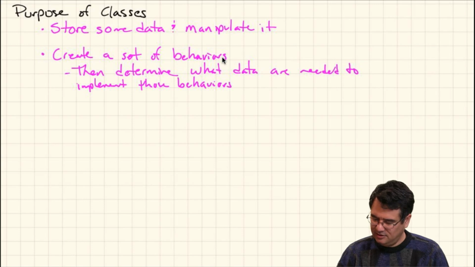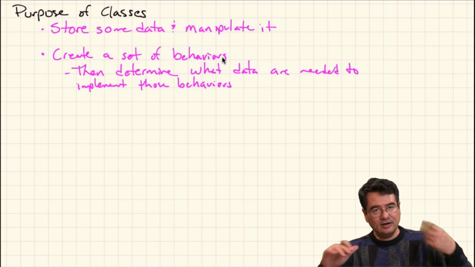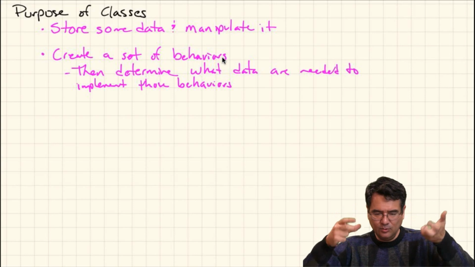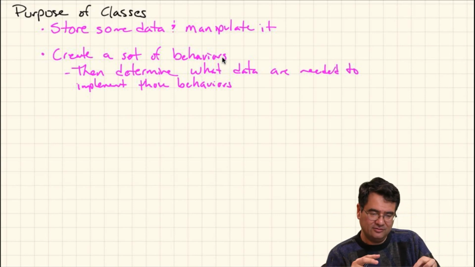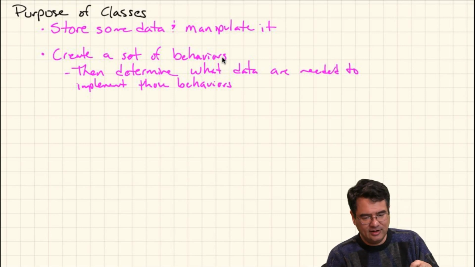Sorry for my kind of sloppy handwriting. Okay, so those are kind of opposites of each other. One of them is you know what data you want to store, and now you have to figure out what methods you want to manipulate the data. And the other one is you know what methods you want, and now you have to figure out what data you're going to store to make that happen.